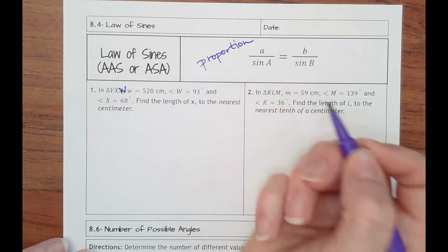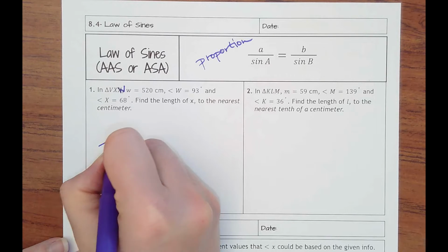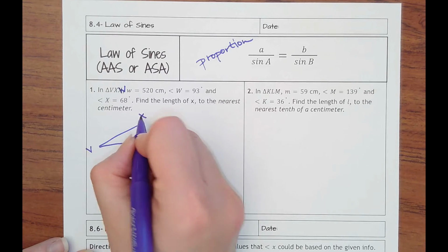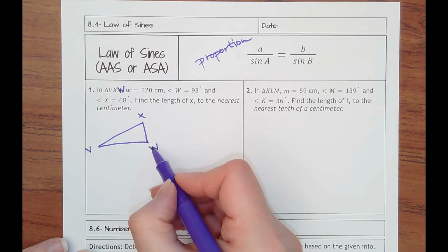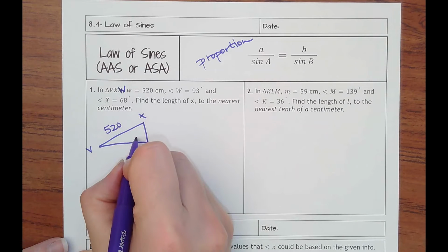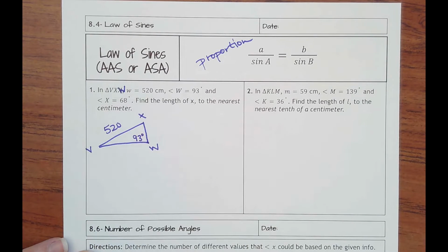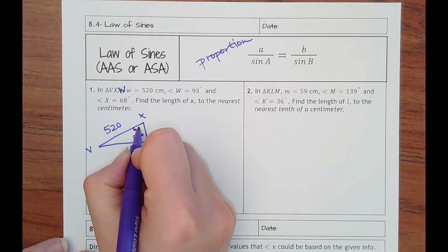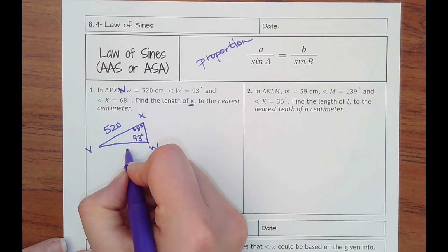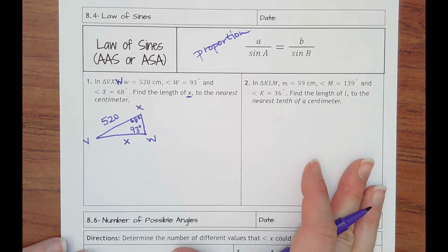I am making some mistakes, so I'm going to draw a picture. Okay, little w would be this side across from my angle W. Angle W is 93 degrees, and then angle X is 68 degrees. Find the length of side x, that would be here, to the nearest centimeter.